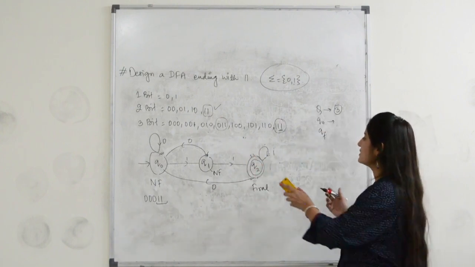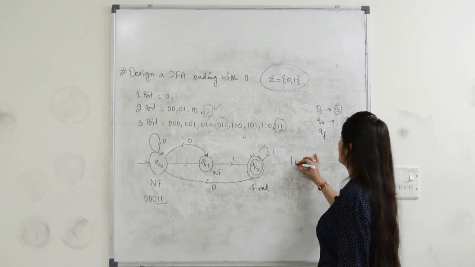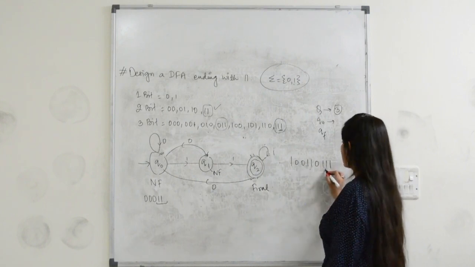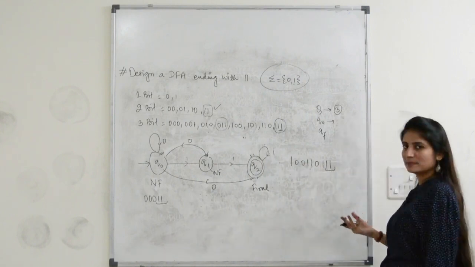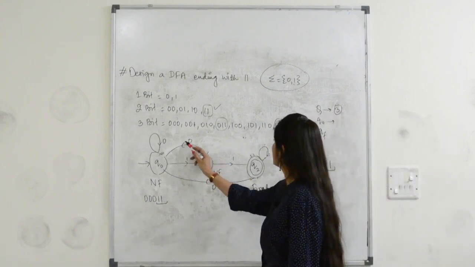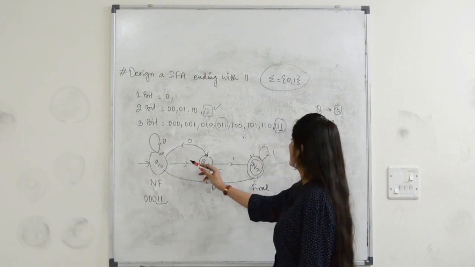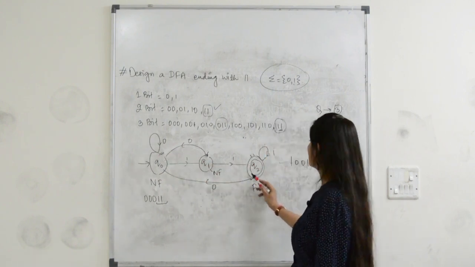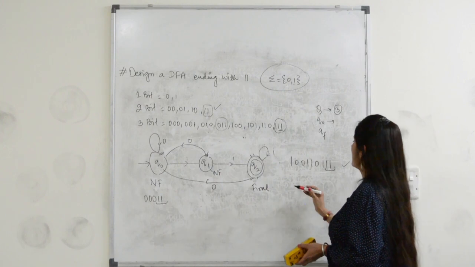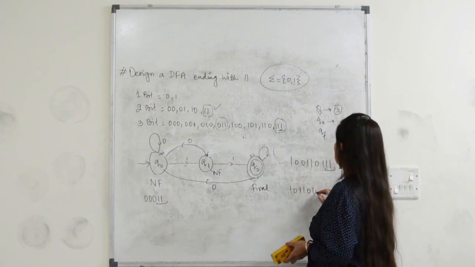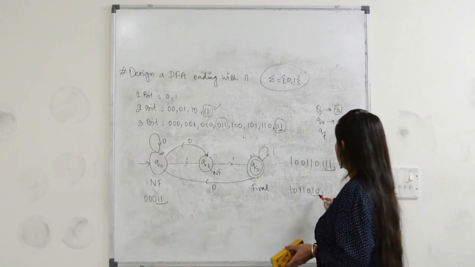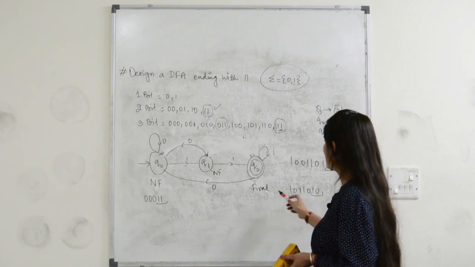Even if you are not satisfied with this, just take a random string 1 0 0 1 1 0 1 1. This particular string is ending with double one, so obviously it should be accepted, and we will verify it with the given DFA. So we have 1 0 0 1 1, then we have 0 1 1. So it is accepted, 1 and 1. So it is accepted. If we have a string like this and we have to verify whether it is being accepted or not, let's see. It is not ending with double one, so it will not be accepted.